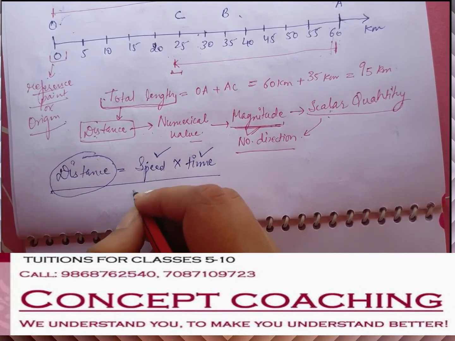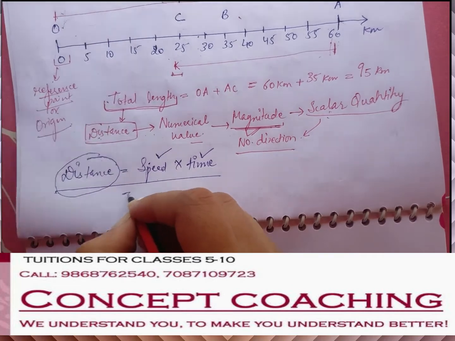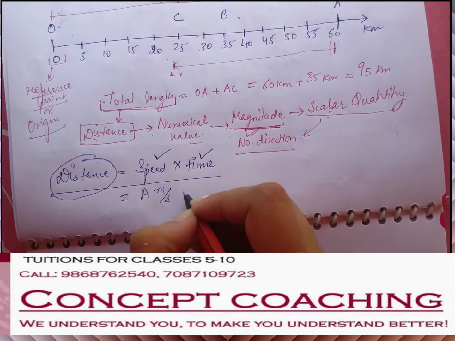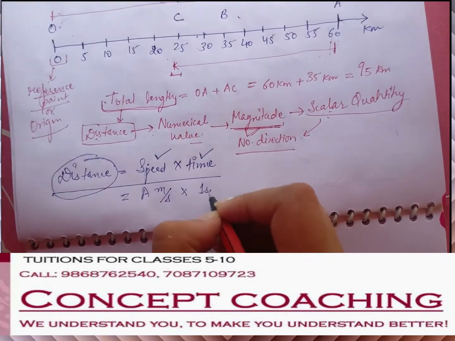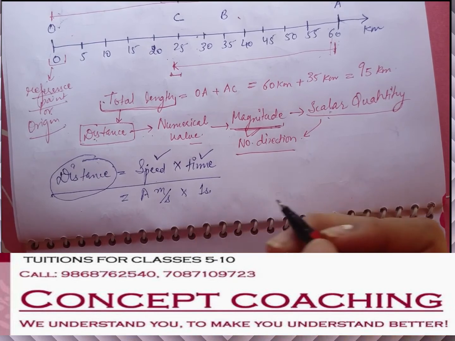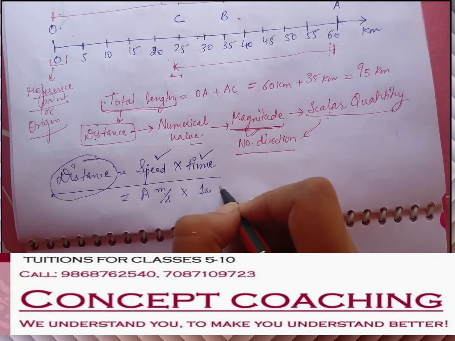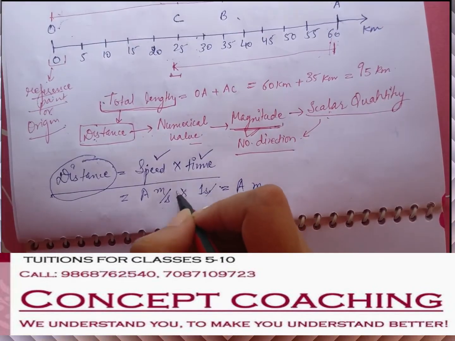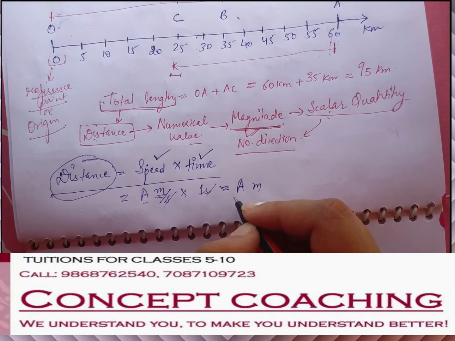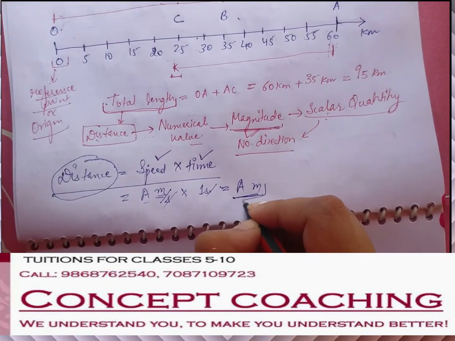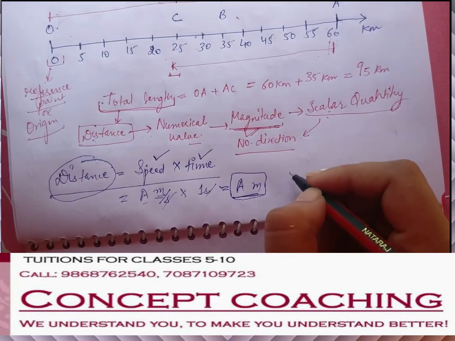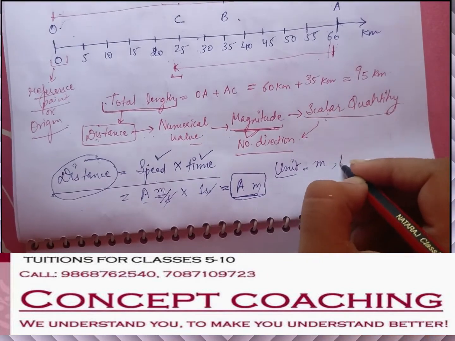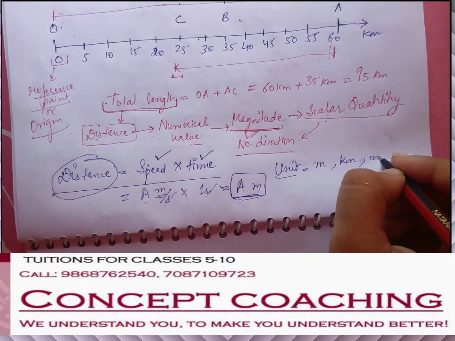So from here we can also derive the unit of distance. Let's say the speed of an object is a meter per second, and it takes 1 second to reach a particular place. So we determine the amount of distance is a meters, because second and second get cancelled, only meters is remaining. So a meter is the amount of distance that the object has covered. So basically the units of distance as we study are meters, kilometers, centimeters.